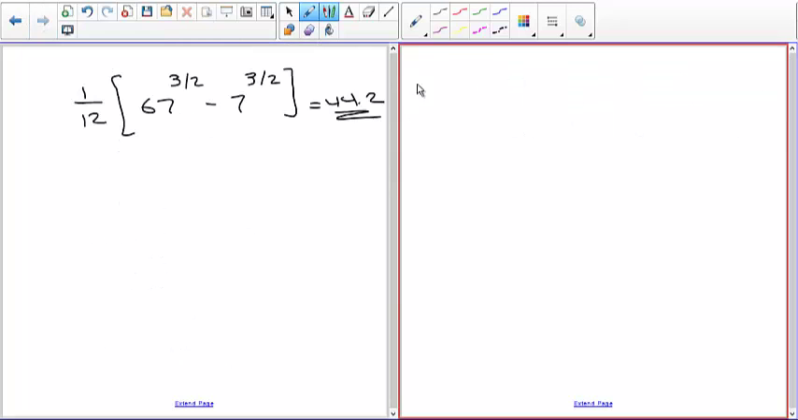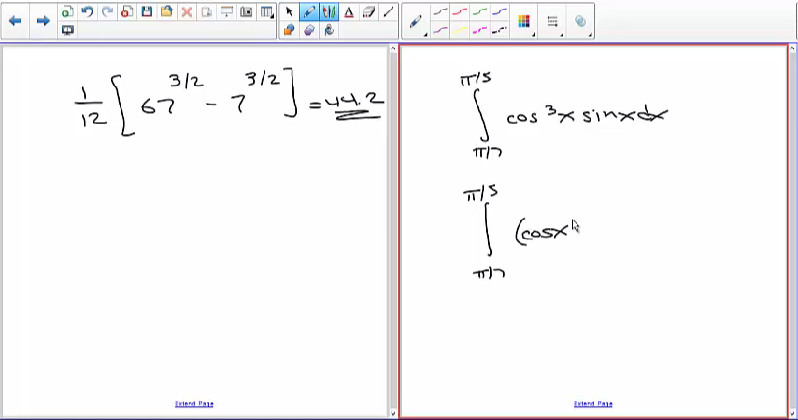Okay, the next one is we have the integral from pi over 7 to pi over 5 of the cosine cubed of x times the sine of x dx. So what we have to do is remember that the cosine cubed is the same as the cube of the cosine. So this becomes the cosine of x cubed sine of x dx.